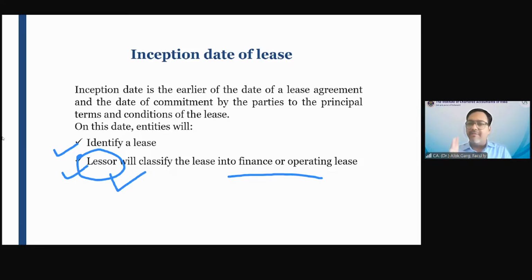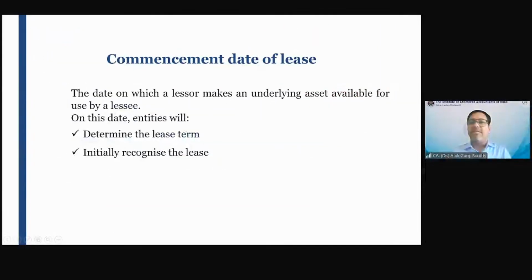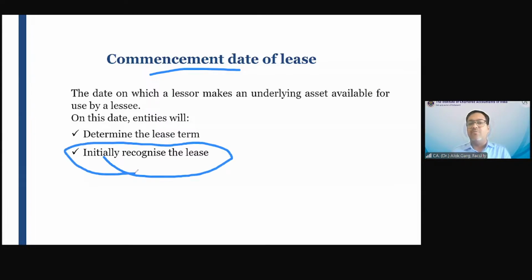The accounting will not start on the inception date of the lease. The accounting will start on the commencement date of the lease. On the commencement date, the lessee will recognize the right of use asset and lease liability, and the parties will determine the lease term. So the commencement date of the lease is the date when the accounting will start.